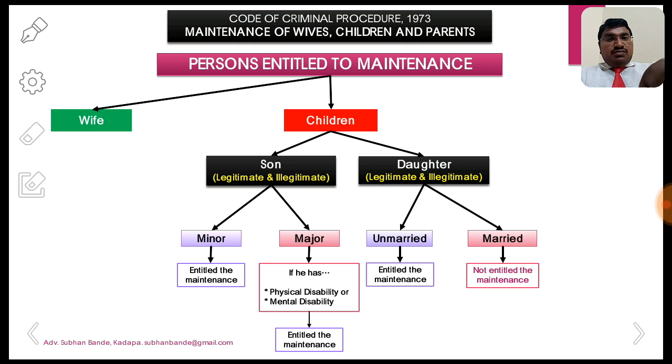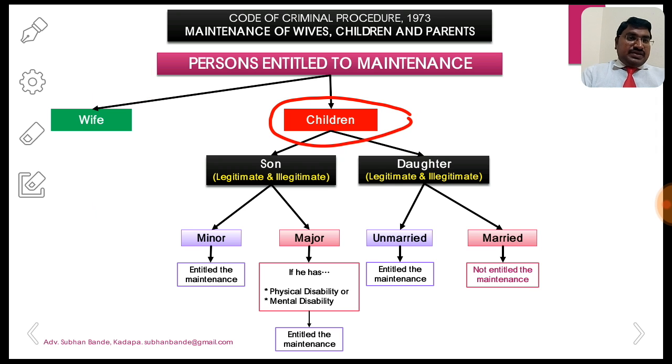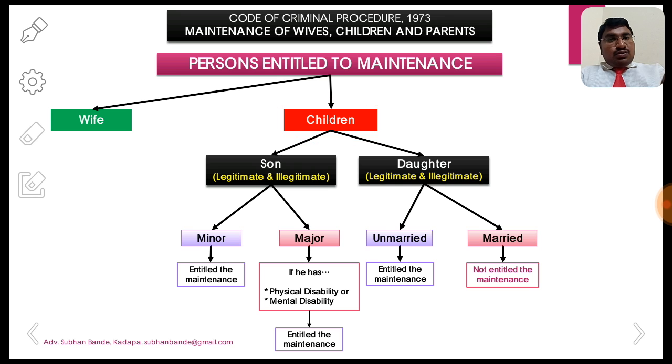Next, we have discussed the first category, that is wife: when a wife is entitled to maintenance and when a wife is not entitled to maintenance. Coming to the second category, that is children. Children can be entitled to maintenance under Section 125 of the Criminal Procedure Code 1973. Here the children include the son as well as the daughter.